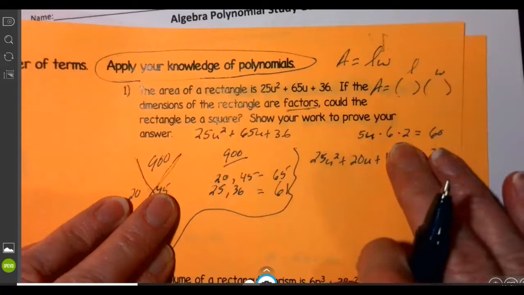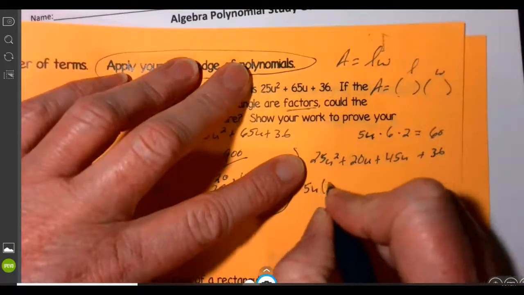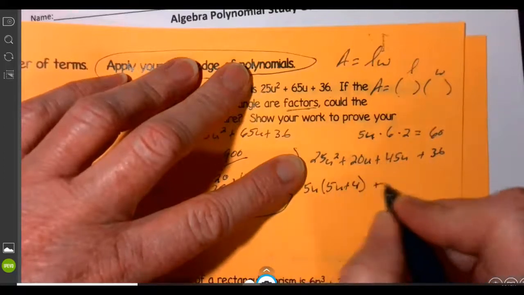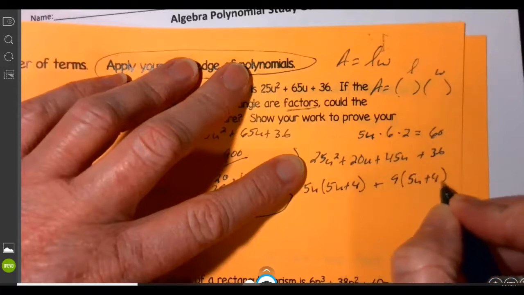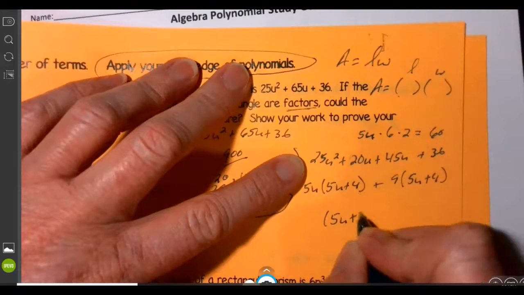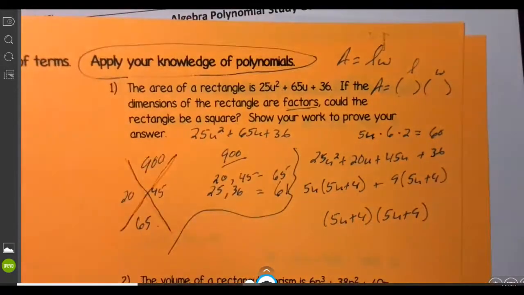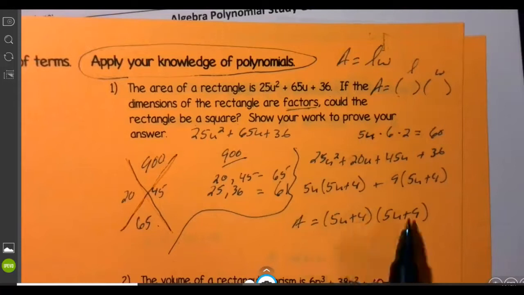Now we're going to factor by grouping. Take the greatest common factor out of the first two. I have 5u. That gives me 5u plus 4. Greatest common factor here is 9. That gives me 5u plus 4. So I get 5u plus 4 times 5u plus 9. So those are my two factors of this. So my area is equal to that. I'm going to multiply. One of them is the length and one of them is the width.